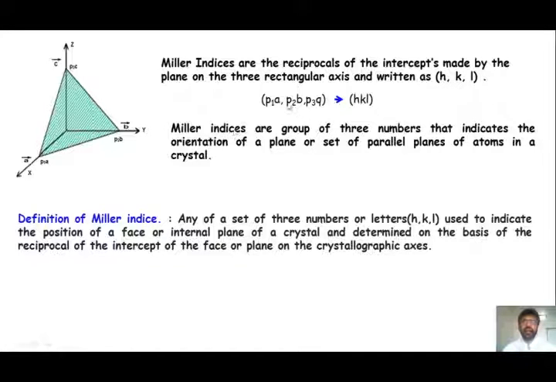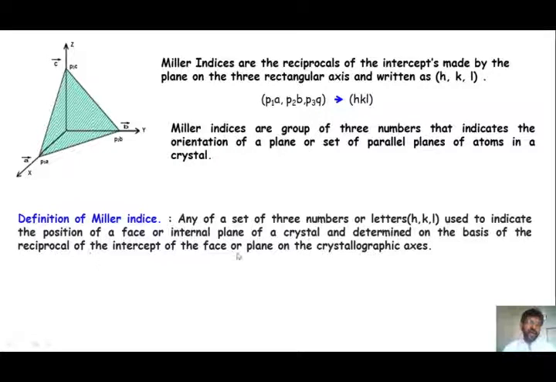Therefore, consider one of the planes having the intercepts P1A, P2B and P3C. By taking the reciprocal of these intercepts, we can write them in terms of the Miller indices, that are h k l. Therefore, we can say that the Miller indices are a group of three numbers that indicates the orientation of the plane or the set of parallel planes of the atoms in a crystal.